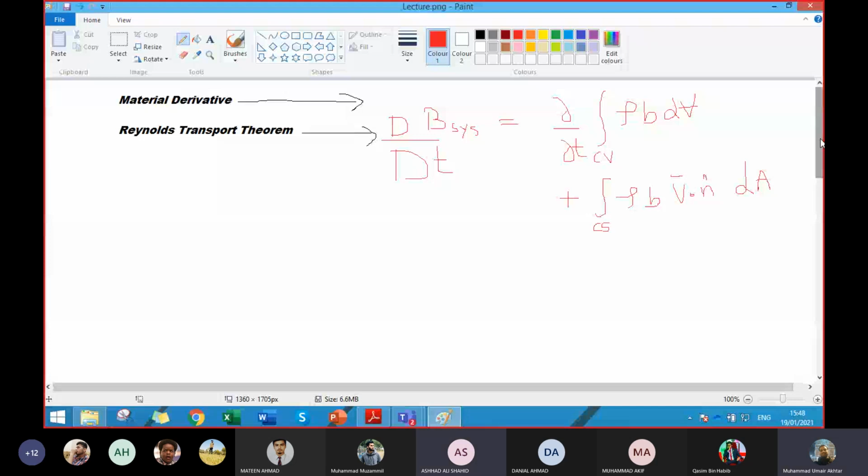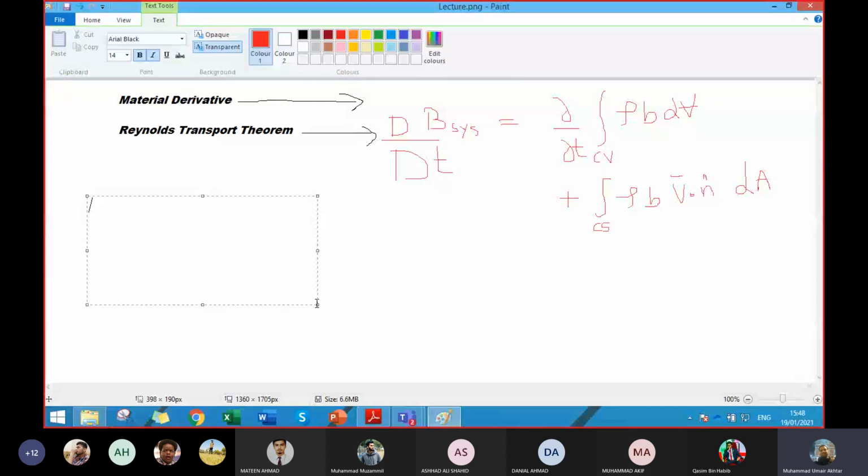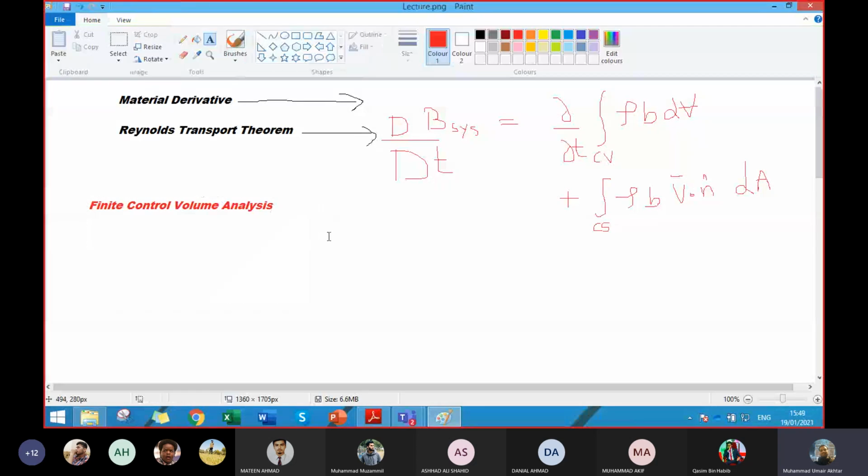Yes, sir. So today we are going to start chapter number 5, which is the finite control volume analysis. And that chapter is wholly and solely based on the understanding of the Reynolds transport theorem. So we'll be discussing the finite control volume analysis, and this is wholly and solely based on this Reynolds transport theorem.